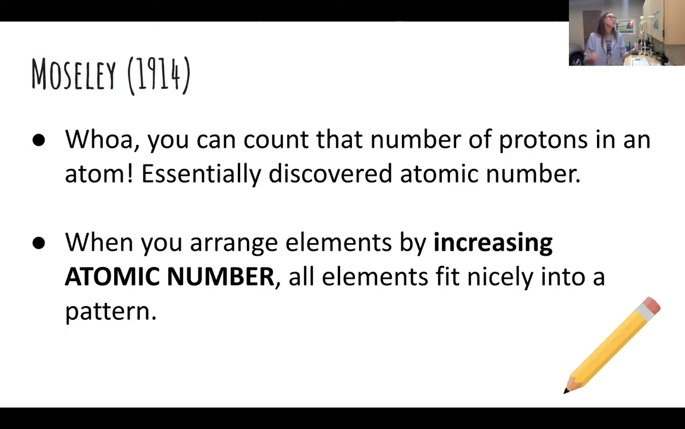But Moseley comes along, says atomic number is a thing, and when you arrange these elements in order of increasing atomic number, all of your elements fit so nicely. All of those weird gaps that Mendeleev was coming across, all those weird freaky elements that didn't necessarily make sense, are completely ironed out, and everything is perfect.